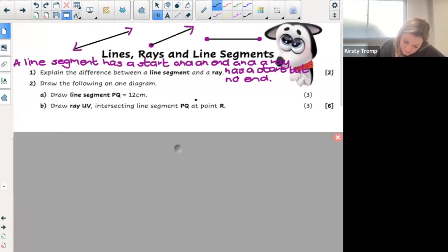Now it says, draw a ray UV which intersects. What does intersects mean, guys? What is another word for intersects? What's the easy word? What did I say the easy word is? Mulalo, what does intersect mean?